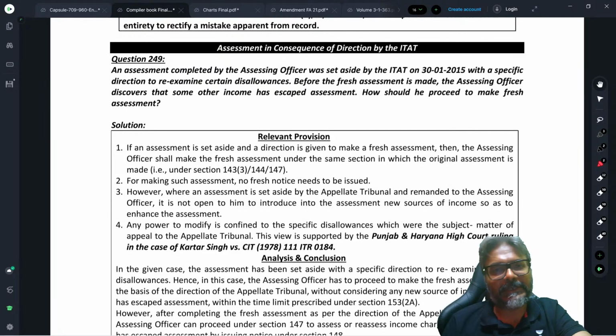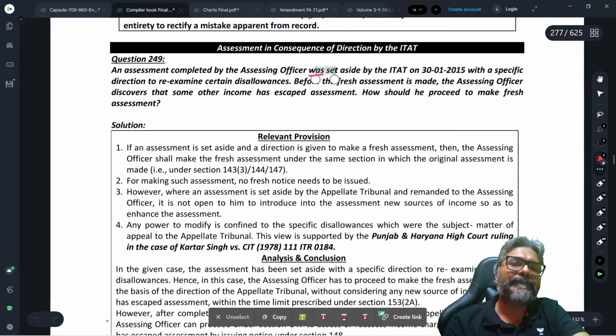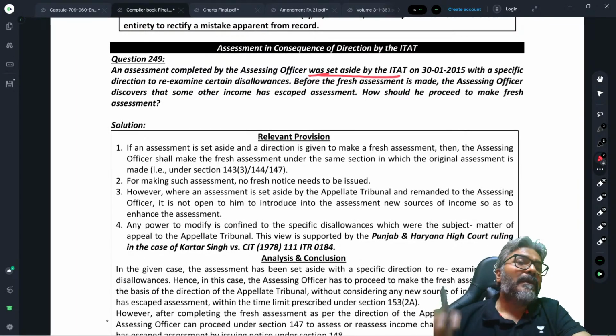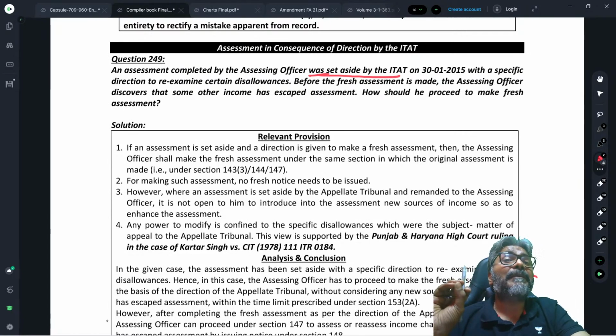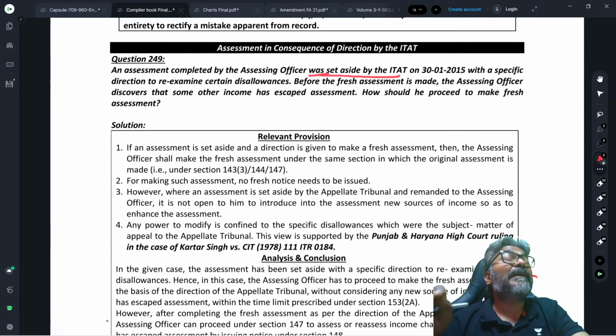Students, please read the question first. Examination question: an assessment completed by the assessing officer was set aside by the ITAT on 30th of January 2015, with a specific direction to re-examine certain disallowances. Students, you may be aware that the ITAT is the final fact-finding authority. All of you will agree to this, isn't it?